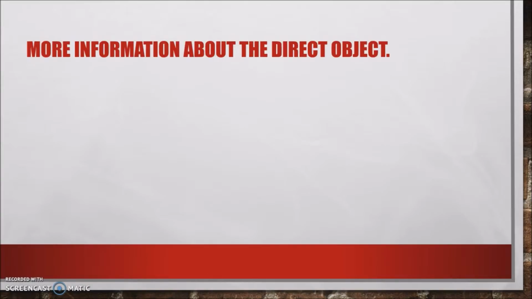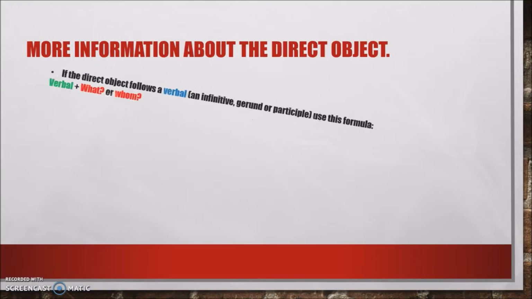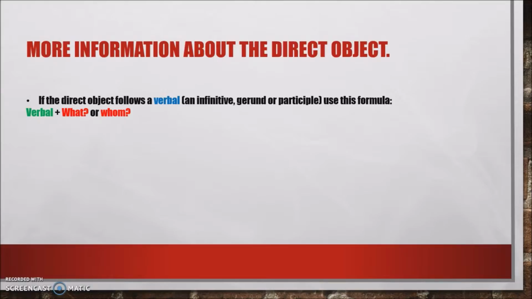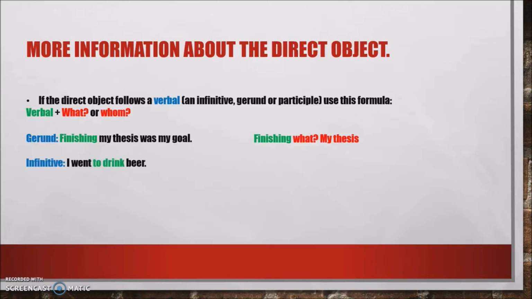Let's see more information about the direct object. The direct object is not always the same thing in all situations. When we are using verbals, for example, infinitives, gerunds, or participles, there is another formula. The formula is verbal plus what or whom. Let's see an example, first with gerunds. Finishing my thesis was my goal. Finishing what? My thesis. Finishing is the gerund, and the direct object is my thesis. With infinitives we have: I went to drink beer. I went to drink what? Beer. The infinitive is to drink, and the direct object is beer.